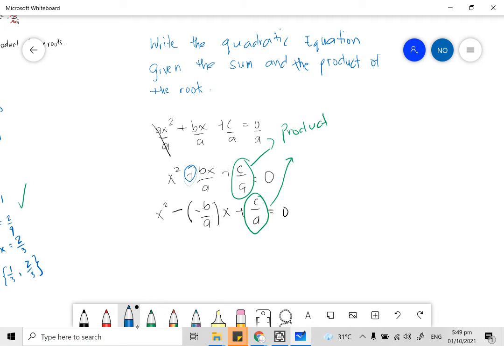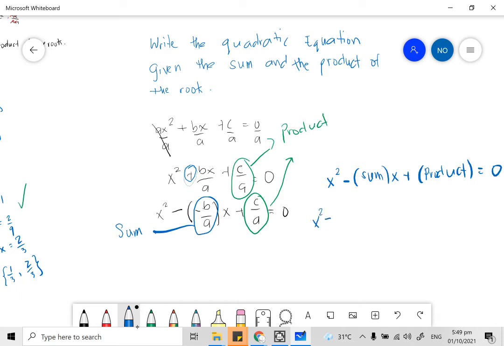At eto na class, lumabas na. Yung negative b over a, yan naman yung sum. Alright? So, ibig sabihin, class, ang formula na pwede natin magamit para mahanap natin yung quadratic equation given the sum and the product of the roots, kailangan natin yung formula to. X squared minus the sum of the roots x plus the product of the roots equals 0. Okay? Or, pwede rin ganito.